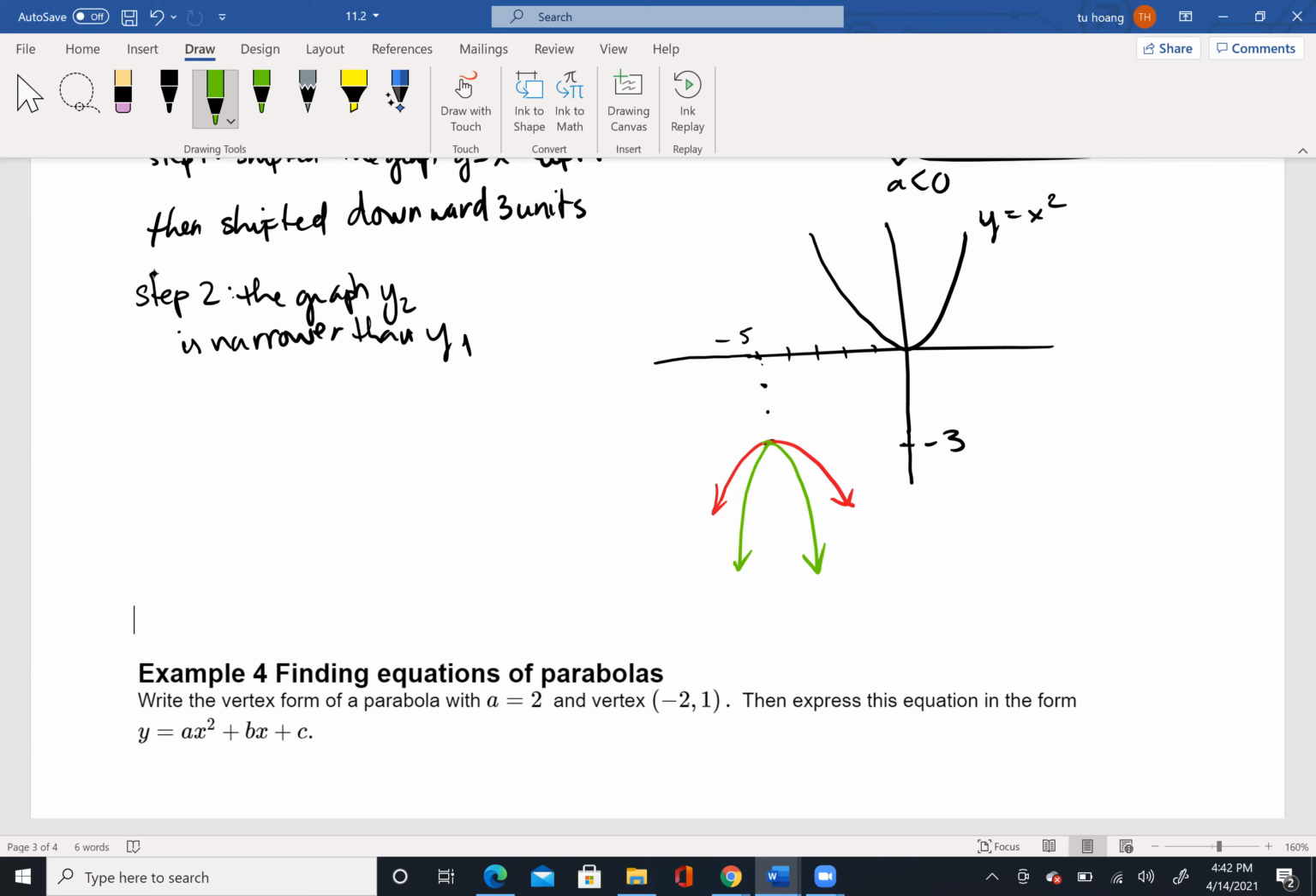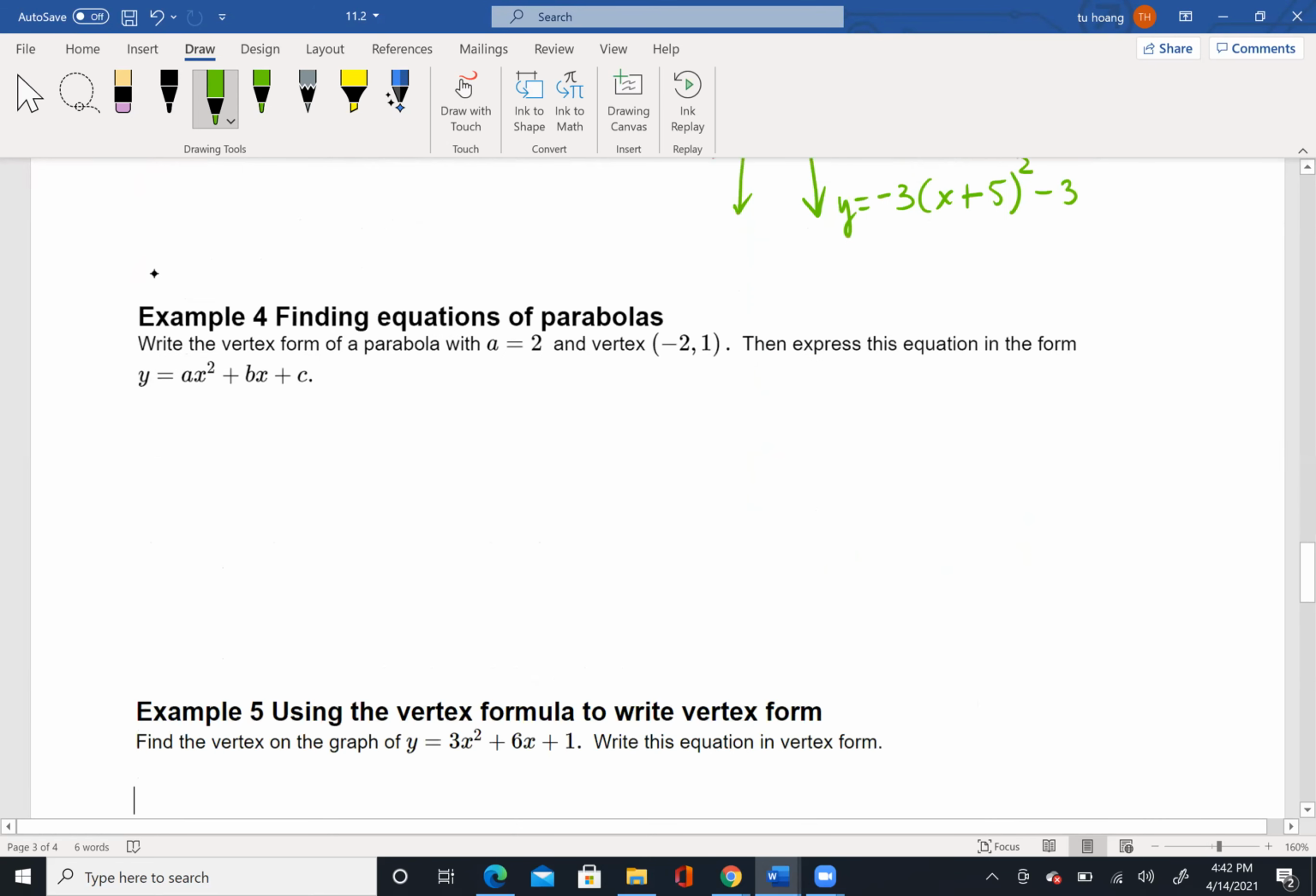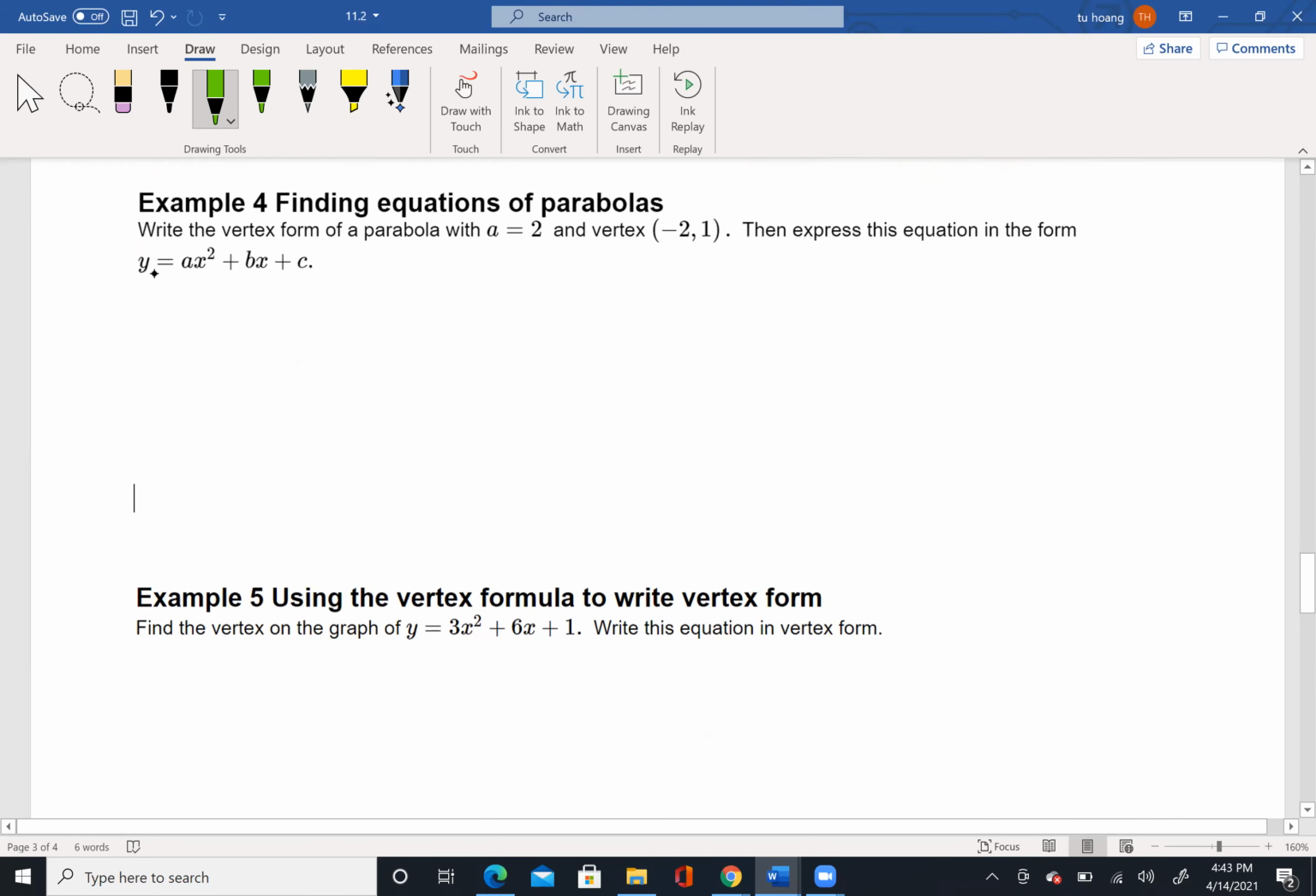And it is y equal to -3(x plus 5) squared minus 3. Okay? And the vertex was (-5, -3). Okay. We done example number 3 and we move to example number 4, which is finding equation of parabola.